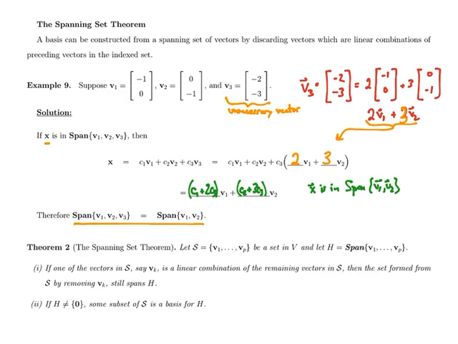The other part of this theorem says that if H is not equal to the zero vector, then some subset of S is a basis for H. That eventually you could continue to decrease the number of vectors by looking at this linear dependence relation, and eventually get to a basis for H. That's going to terminate that process. We don't need different vectors to work with. We just need to decrease or eliminate the problem vectors.